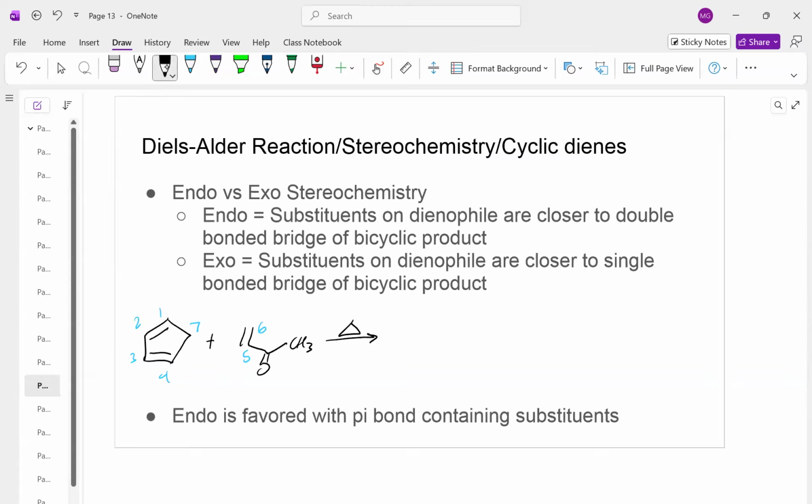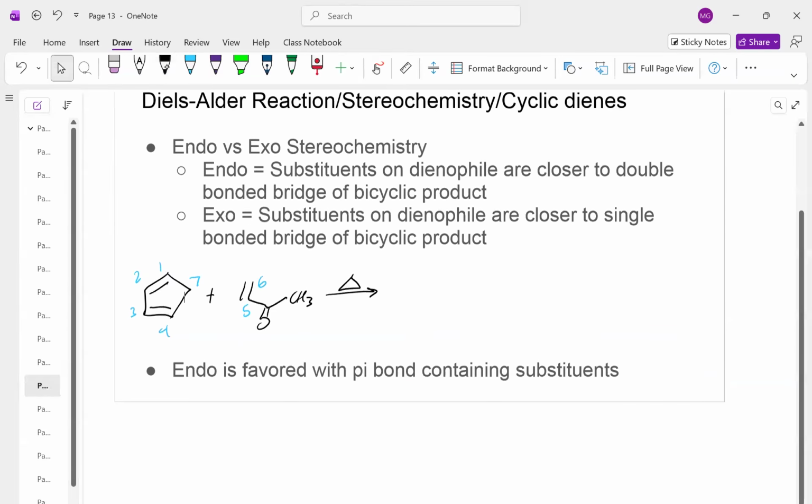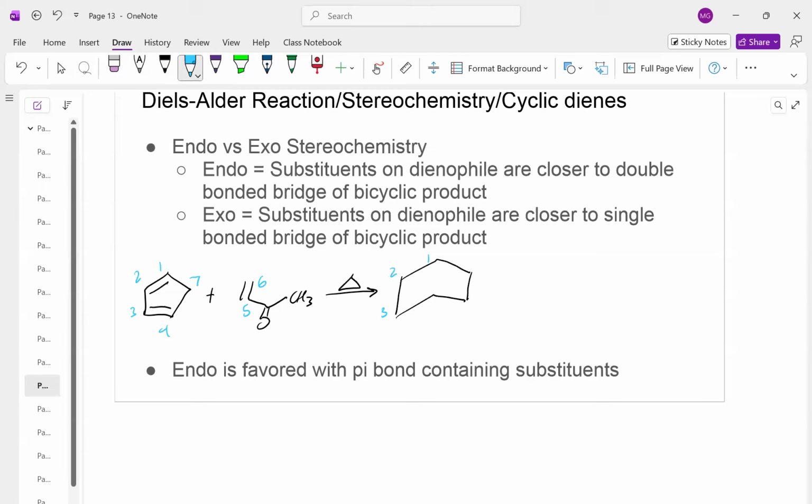And I'm going to draw my cyclohexene template. I'm going to draw it a little bit different though. I'm going to draw it like this. Right, here's still 1, 2, 3, 4, 5, and 6. And there's my cyclohexene ring.